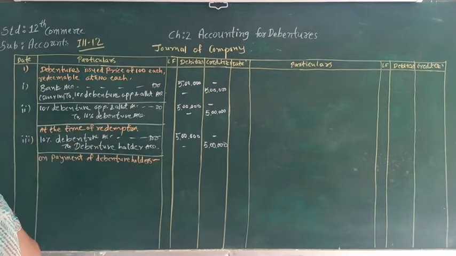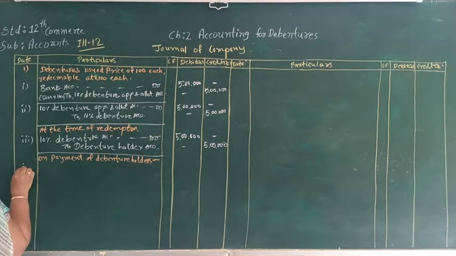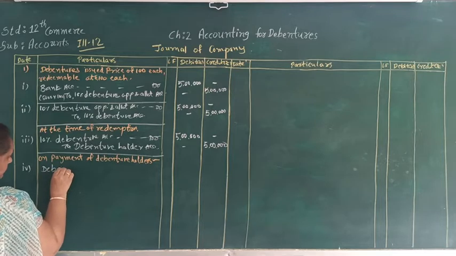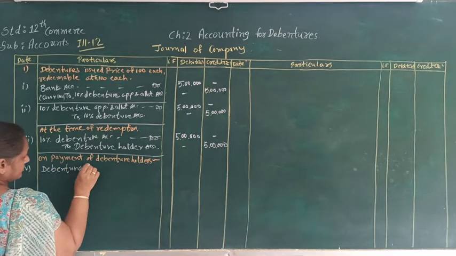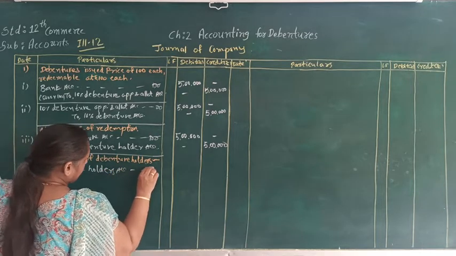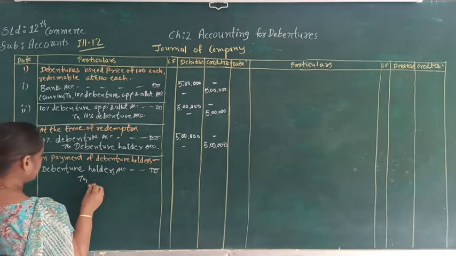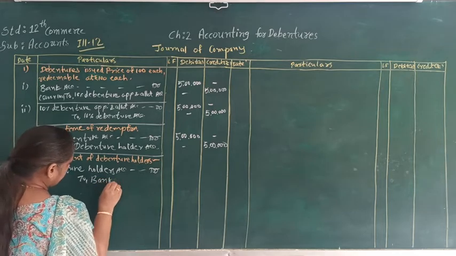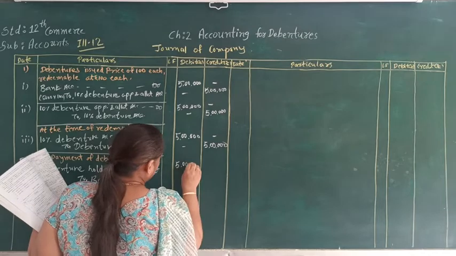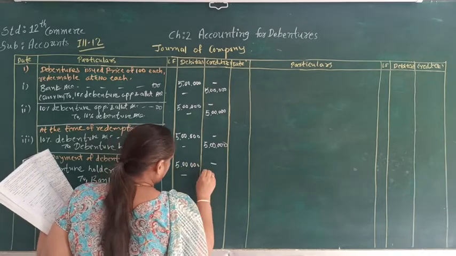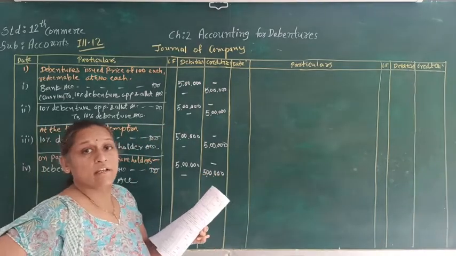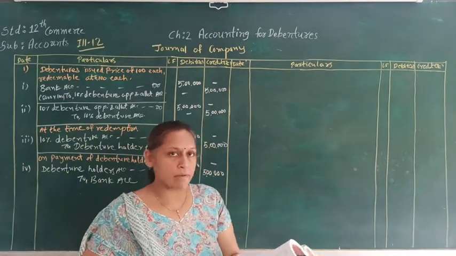That time the journal entry that we are going to pass will be debenture holder account debit to bank account, and here the amount will be 5 lakh. So here is the first situation, where issue of debenture at par and redeemable at par.